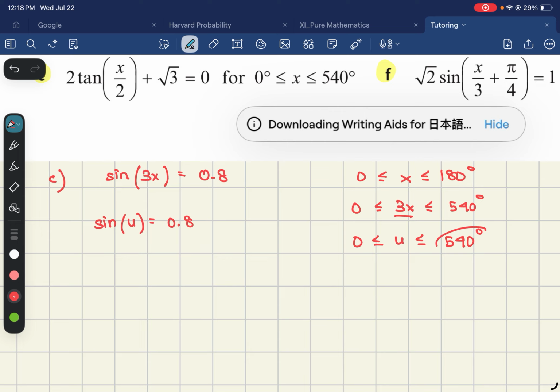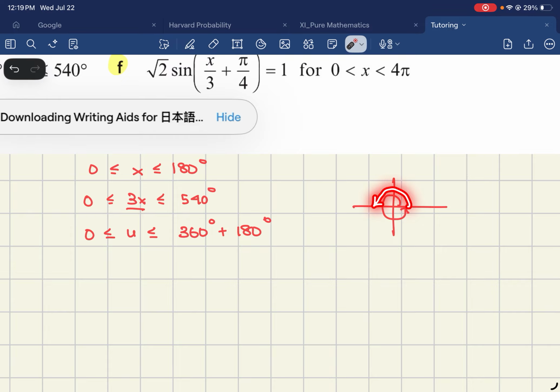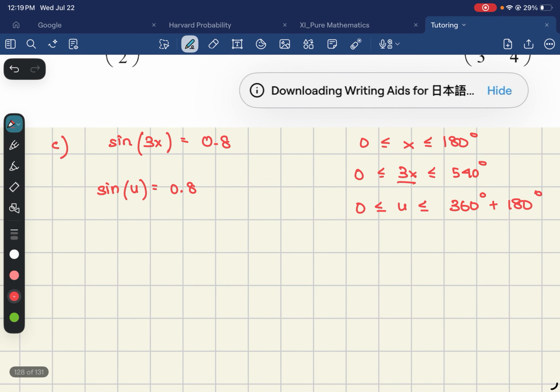And remember, 540 is like 360 plus 180. So we need to check for one round, which is 360 degrees, and we need to check for one more half round. So we need to check for one round, and then half a round more. So that is something you need to keep in mind.